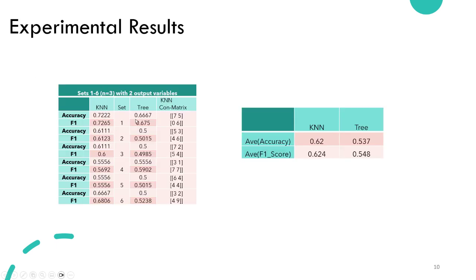This is what it looks like once I start splitting my dataset. This is when I realized that it wasn't going to be that good. You can see I start going down, and when I have three output variables, it went down even more. I ended up with this average: 0.62 for one and 0.53 for the three.